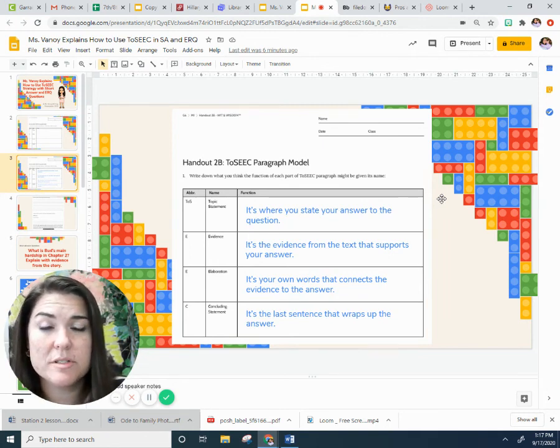Basically, when you're doing an ERQ or a short answer, you've got to answer the question. So that is where you have that answer. Sometimes we used to do this thing called a RACE, which was like restate and answer. That's what the topic sentence is here.